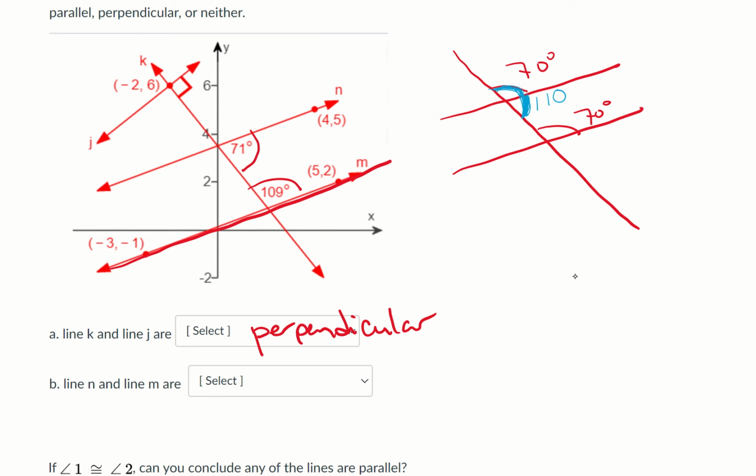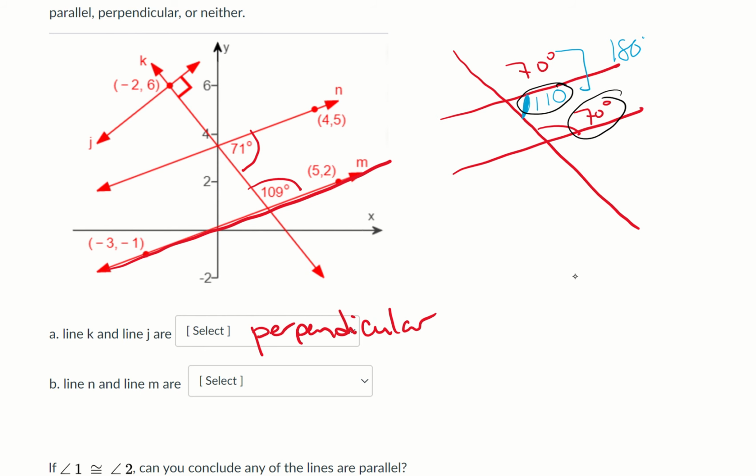And so they add up to 180 degrees. So this 70 and this blue angle add up to 180, and so this has to be 110. And if those add up to 180, that means these add up to 180 as well, right? 110 plus 70 is 180.